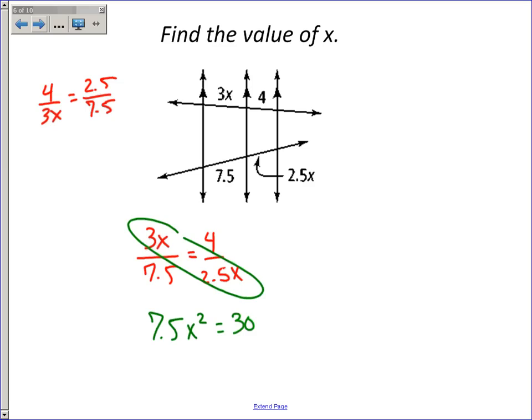Now this is probably a different kind of equation than you're used to seeing, but right now x squared is being multiplied by 7.5. So the way I get rid of a multiplication by 7.5 is to divide both sides by 7.5. And 30 divided by 7.5 is 4. So x squared equals 4. And I will undo a squared by taking the square root. x is equal to the square root of 4, or it's equal to 2. Okay, so x is equal to 2.